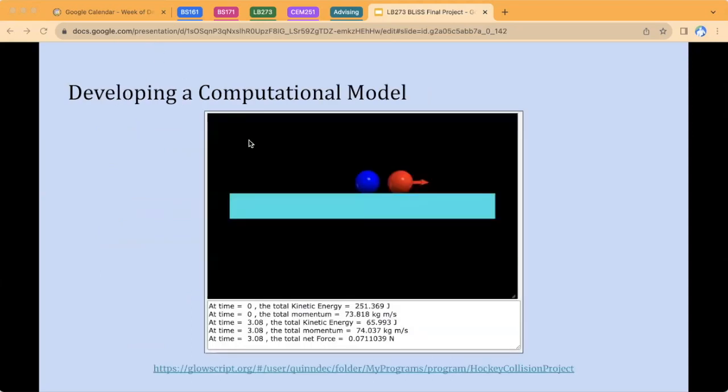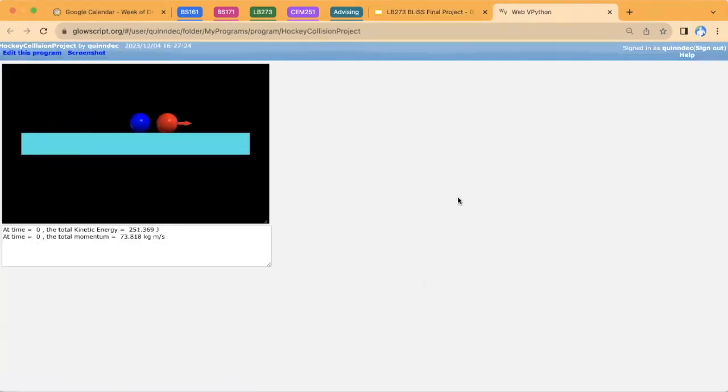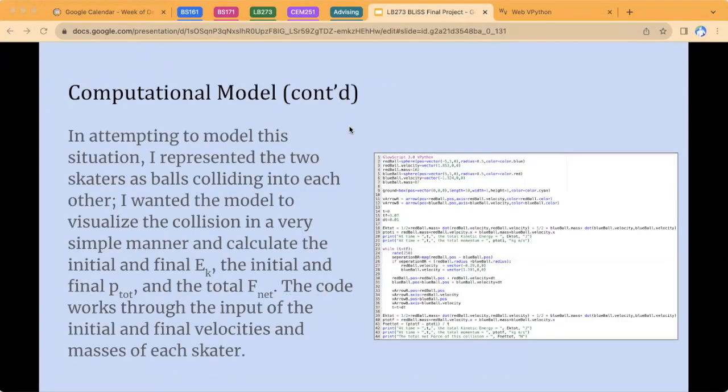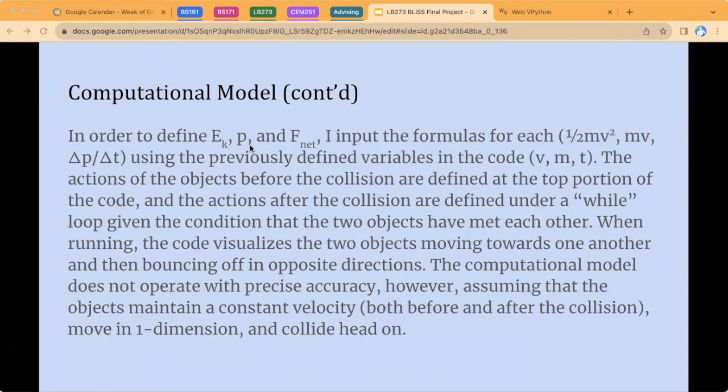Shown here is a screenshot of my computational model, as well as a link to the code. The two skaters are represented as balls colliding into each other, and the code uses the initial and final velocities and masses of each player to model the situation and print the kinetic energy and momentum before and after, and total net force. Kinetic energy, momentum, and net force were defined with their formulas.